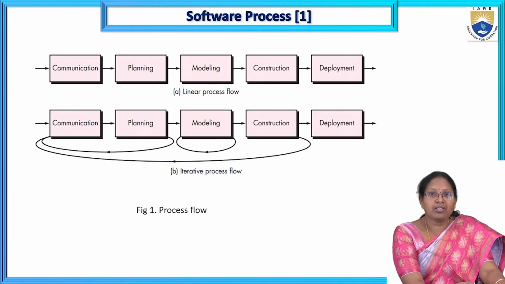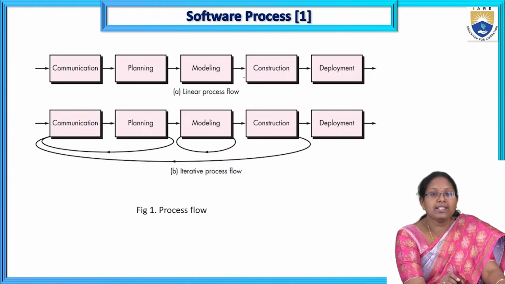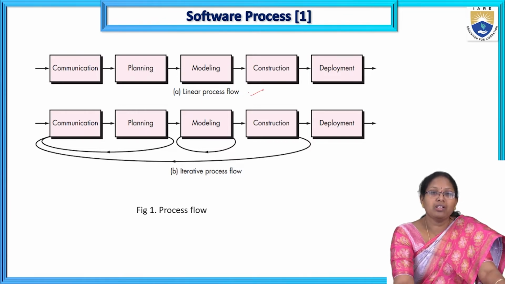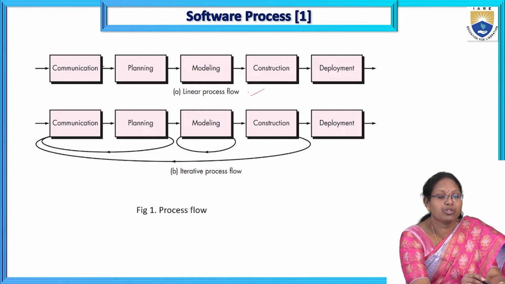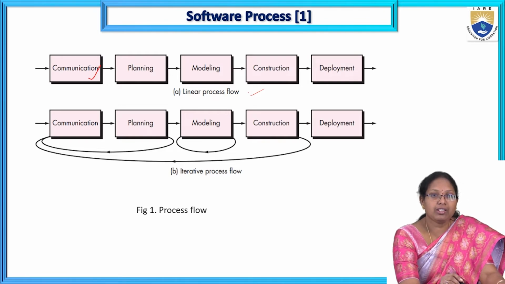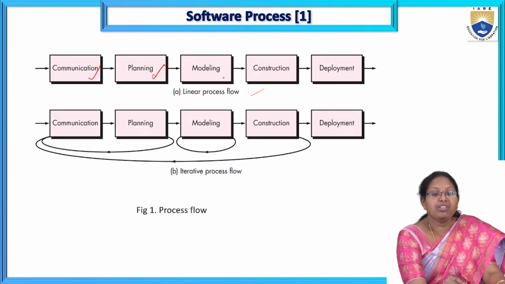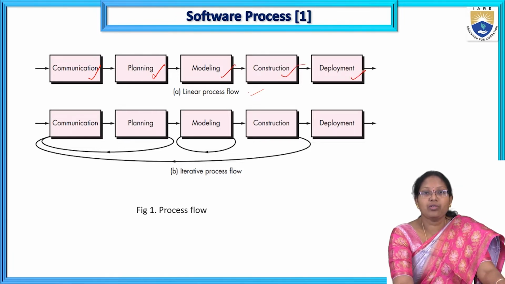Based on the process flow, we can go for the development. The first process flow is the linear process flow, which contains the activities in a systematic, sequential manner, one by one. First one activity is over. Suppose the first activity is communication. The communication is over, then go for planning, then modeling, then construction, then deployment. So first, one by one.